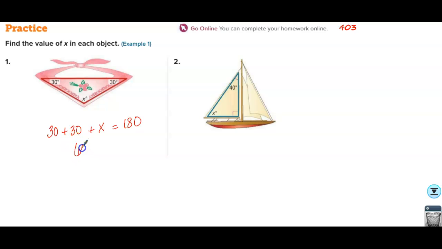30 plus 30 is 60. And so 60 plus x is 180. In order to get x by itself, we subtract 60 from both sides, and we get that x is equal to 120 degrees. Check the diagram, see if it seems about right. Yep, that is a big old obtuse angle. So x would be equal to 120 degrees.